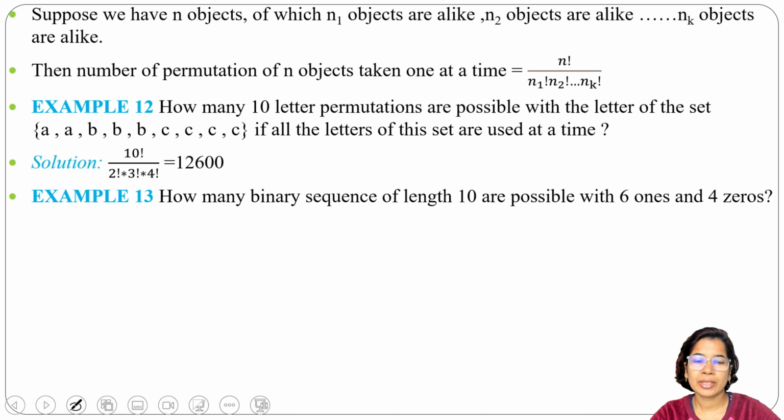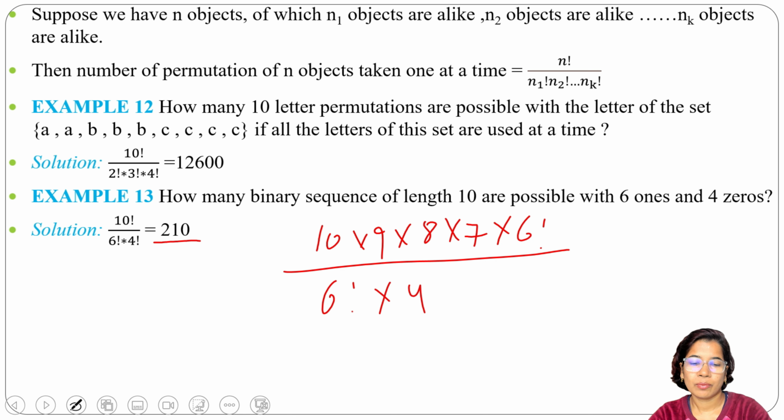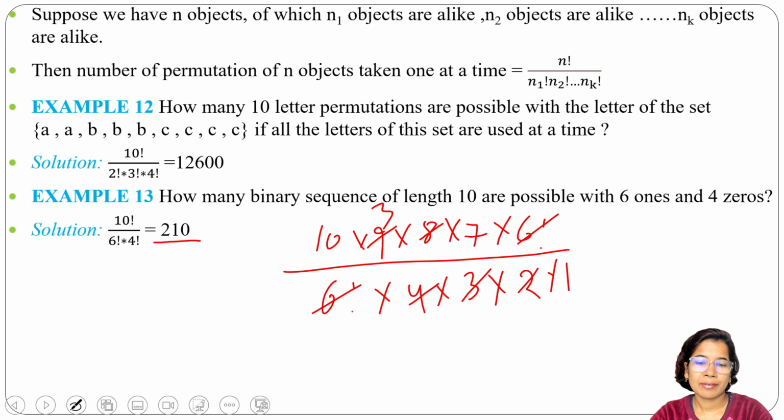How many binary sequences of length 10 are possible with 6 ones and 4 zeros? So in that length of 10, there are 6 ones and 4 zeros. So it will be 10 factorial divided by 6 factorial multiplied by 4 factorial. It's 210. 10 multiplied by 9 multiplied by 8 multiplied by 7 multiplied by 6 factorial, divided by 6 factorial multiplied by 4, 3, 2, 1. So this 6 factorial will be cancelled, 4 into 2 cancels with 8, and 3 with 9, so 3 will be here. So 10 multiplied by 7 is 70, 70 multiplied by 3 is 210.